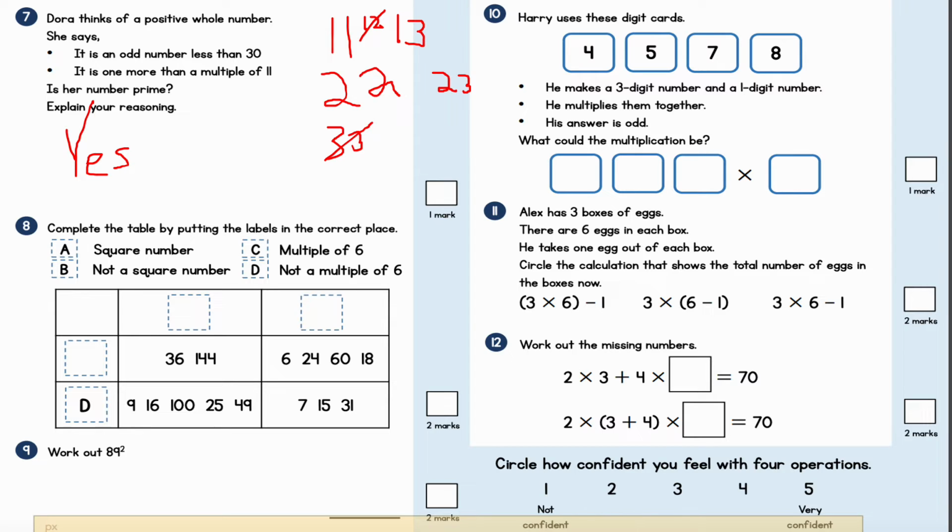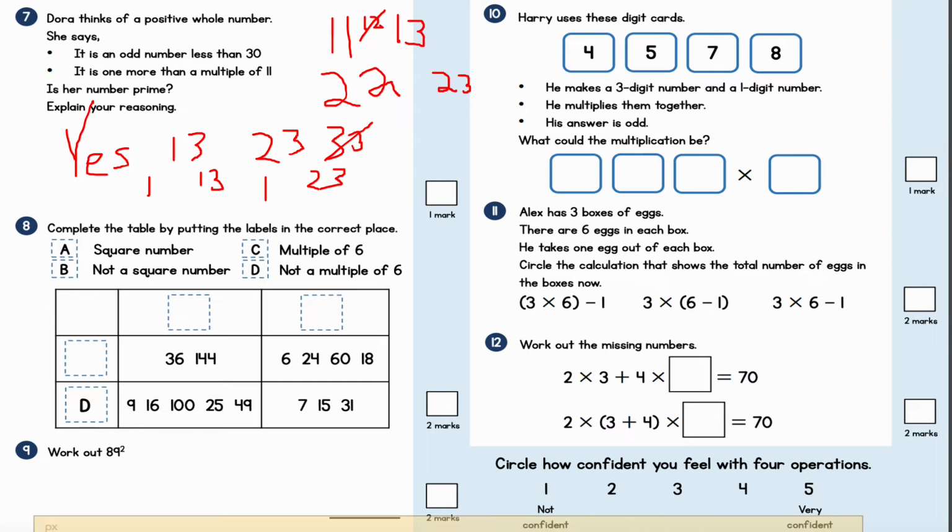A prime number means it has only 2 factors, one and itself. The factors of 13 are 1 and 13, because 1 times 13 is 13, and 1 times 23 is 23. So it only has 2 factors, 1 and itself.